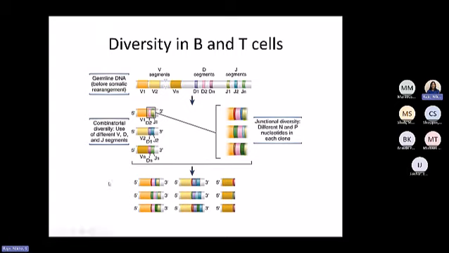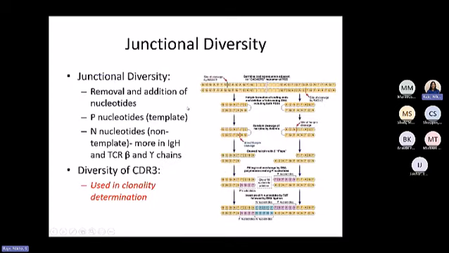So we'll look at this more in detail here. So combinatorial diversity, I think that's pretty clear. You just combine any random segment to another to give that variability. The junctional diversity is by the N and P nucleotides. So let's look at that information.